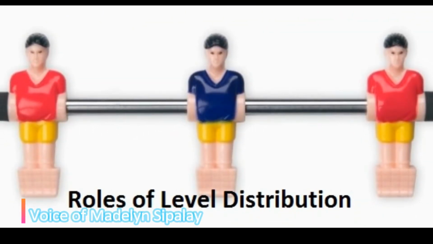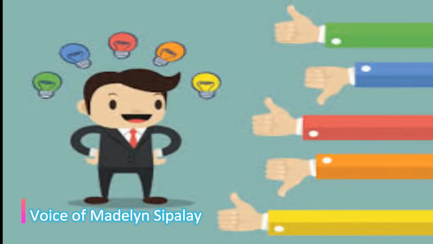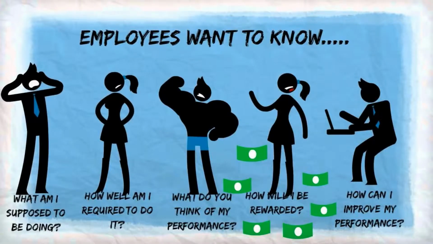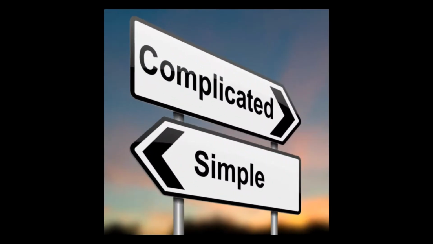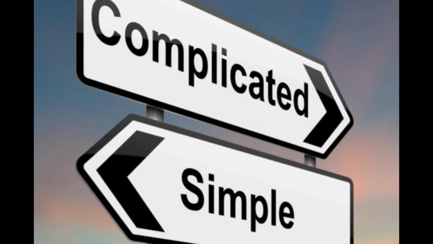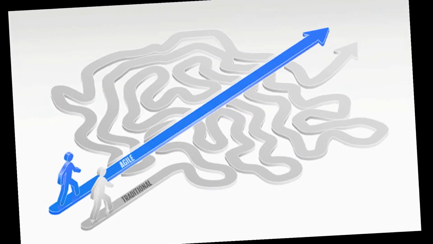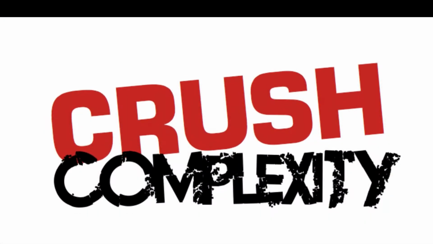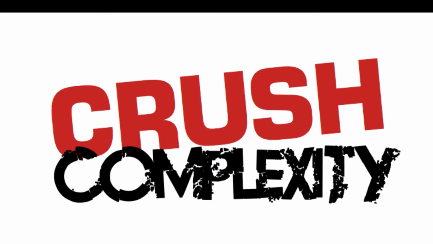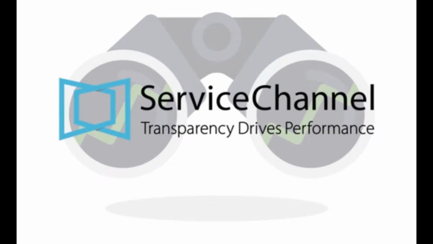There are the three roles of level distribution. First is functional performance, grouping of individuals on the basis of the function each performs in the organization, such as accounting, marketing, and manufacturing. Second is reduce the complexity, which helps companies simplify their strategy, organization, products, process, and information technology. And the third is service channel.